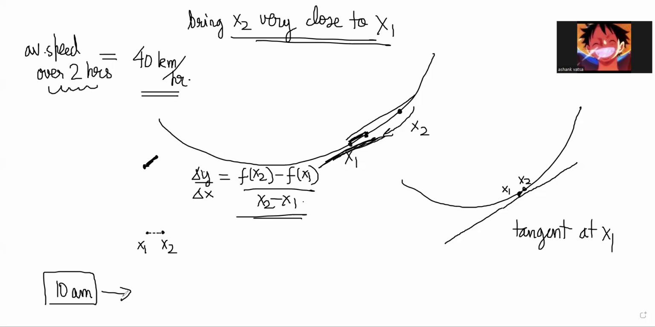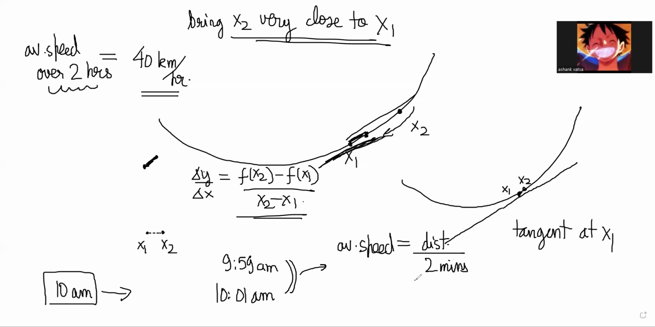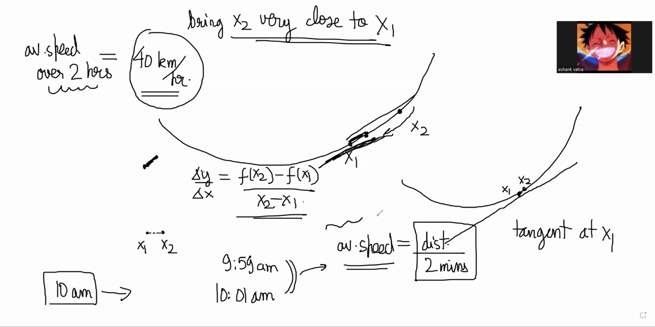So the way to calculate this could be if you kept a track of 9:59 a.m., what was the distance you have covered? And 10:01 a.m., how much distance you have covered? Then you can check the distance covered in the 2 minutes, right? So this is also an average speed, by the way. This is average speed of distance covered in 2 minutes. But do you think that this average speed is better or this average speed is better? The former. This one is better because this one is more close to the 10 a.m. speed, right?